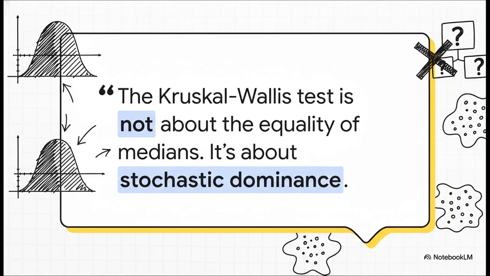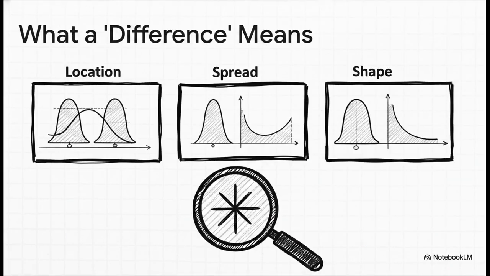What the test is actually doing is testing something called stochastic dominance. I know, fancy words. So, what on earth does that mean for us? Well, it means this. When you get a significant result, all it's really telling you is that the distributions of your groups are different in some way. Yeah, that difference could be because the medians are different, but it could also be because one group is way more spread out than the others, or maybe their fundamental shapes are just different.